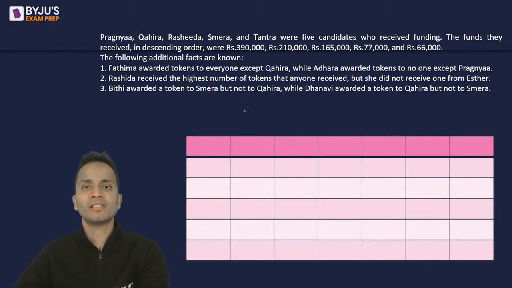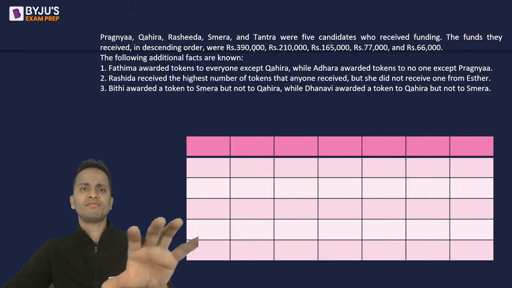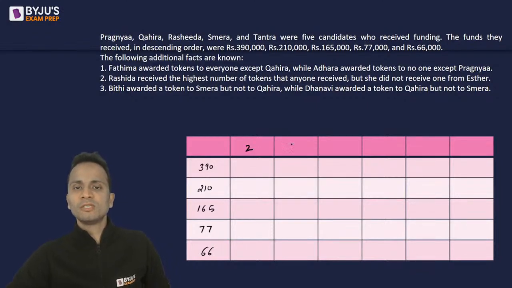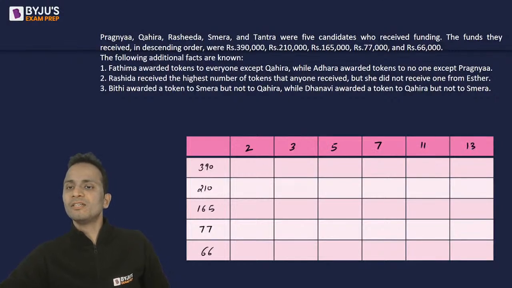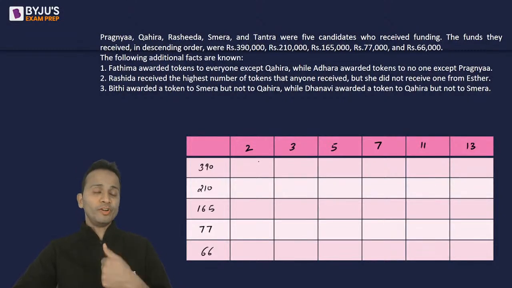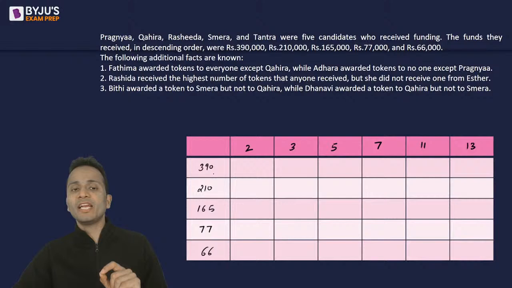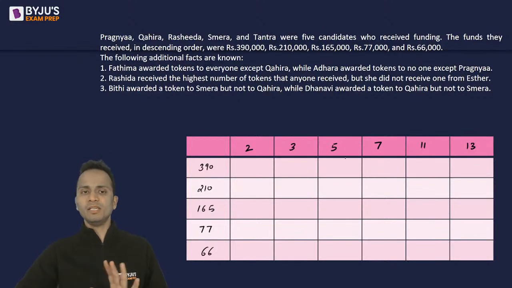So first of all, let's write the fundings. Look at the top, I have written these important pointers once again. The fundings are 390,000, 210,000, 165,000, 77,000 and 66,000. The tokens are 2, 3, 5, 7, 11 and 13. I don't know which interviewer has awarded which token right now. Also I don't know which student or which candidate has got how much funding, but I have made this table.